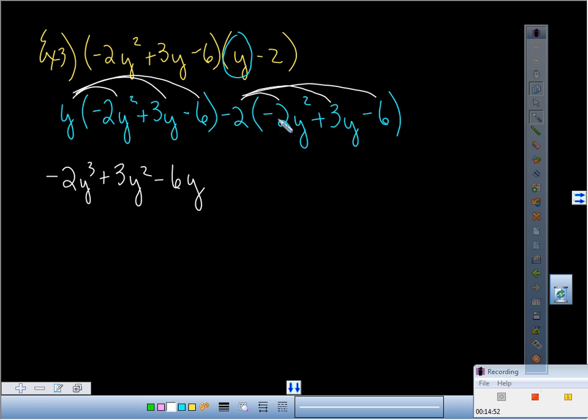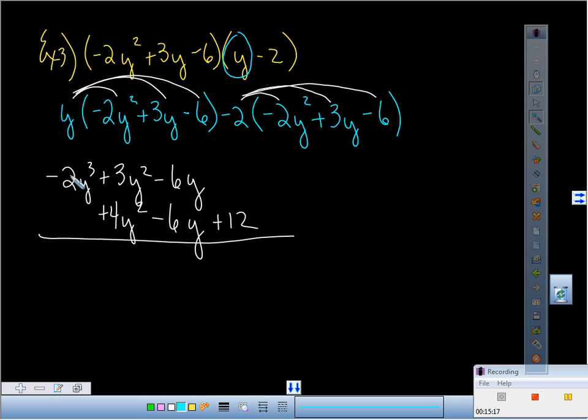So what's negative 2 times negative 2y squared? Positive 4y squared. So I'm going to put him under the y squared because that's what he is. Okay? What's negative 2 times 3y? Negative 6y. So I'll put him under the y. What's negative 2 times negative 6? So he doesn't have anybody to go under, so he goes out there. And then you can just add negative 2y to the third. Doesn't have anybody to collect with, so I'll write him down.